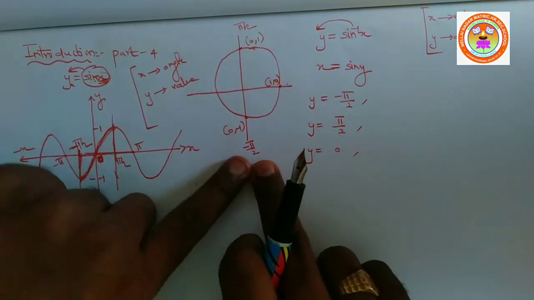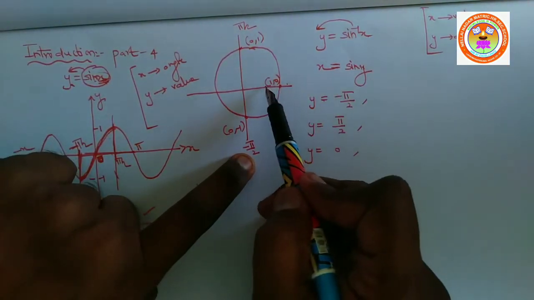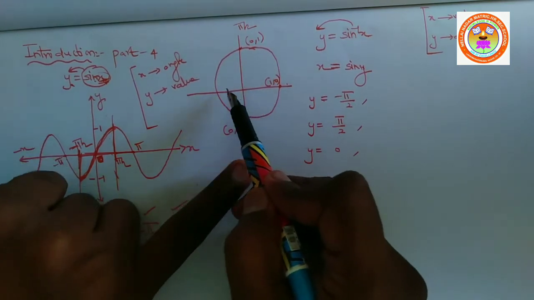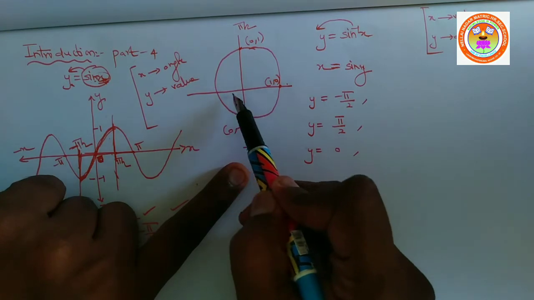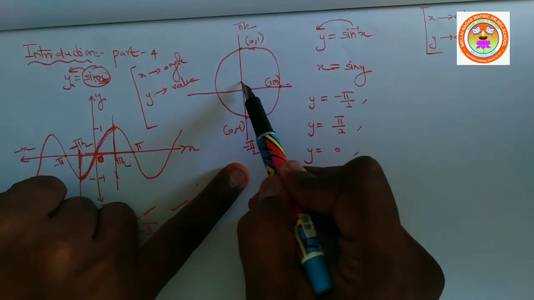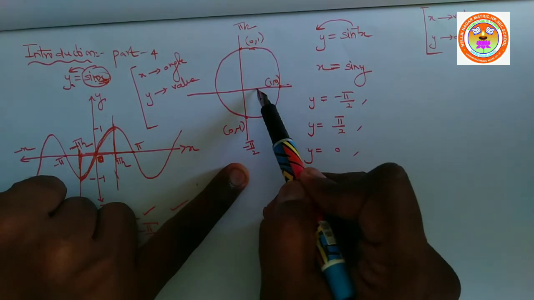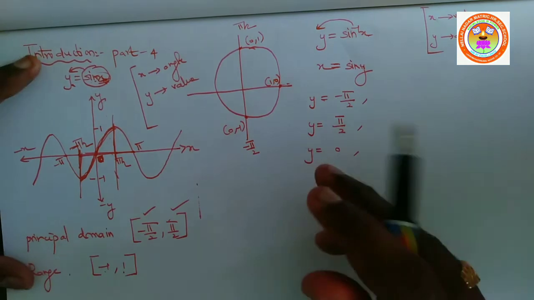This is 3 pi by 2. How does it become 3 pi by 2? It comes in the anti-clockwise direction: 0 to pi by 2, pi by 2 to pi, pi to 3 pi by 2. If it comes in the anti-clockwise direction, it is 3 pi by 2. From 0 degree, if it moves anti-clockwise, it is pi by 2. If it moves clockwise, it becomes minus pi by 2.